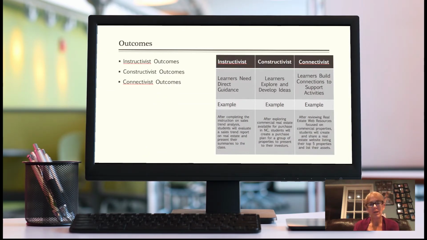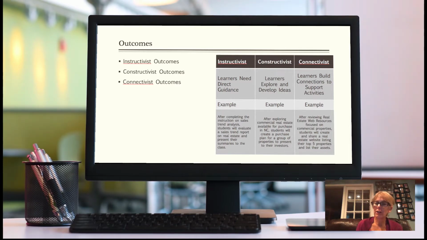So outcomes. I just picked 3 paradigms. I did the instructivist paradigm, the constructivist paradigm, and the connectivist paradigm for learning outcomes. So from an instructivist perspective, learners need direct guidance from either materials or from an instructor. And here's an example of an instructivist outcome. After completing the instruction on sales trend analysis, students will evaluate a sales trend report on real estate and present their summaries to the class.